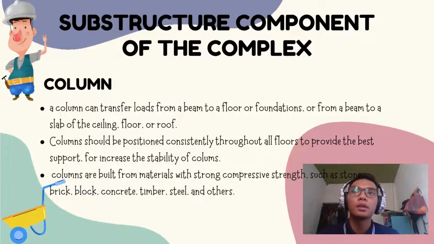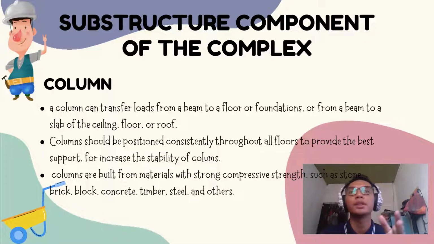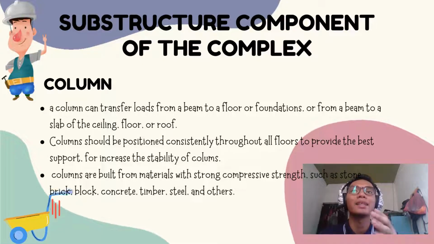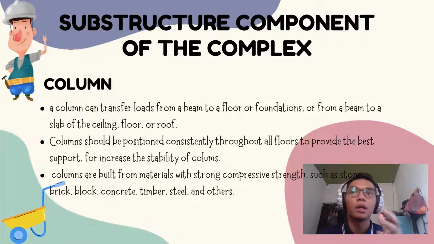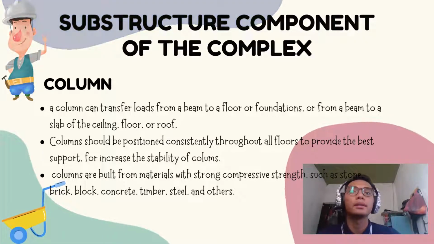A column can transfer load from a beam to a floor or foundation, or from a beam to a slab of the ceiling, floor, or roof. Columns should be positioned consistently throughout all floors to provide the best support and increase the stability of columns. Columns are built from material with strong compressive strength such as stone, brick, block, concrete, timber, steel, and others.